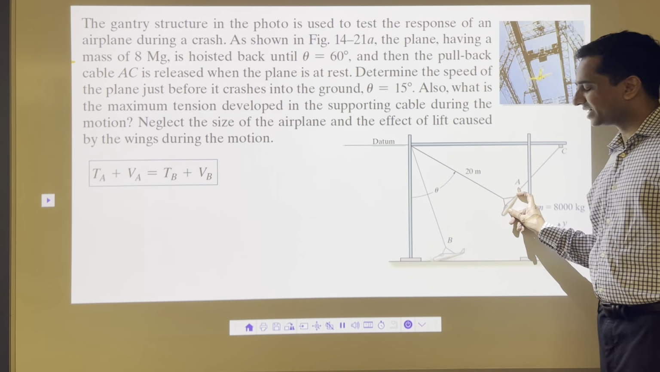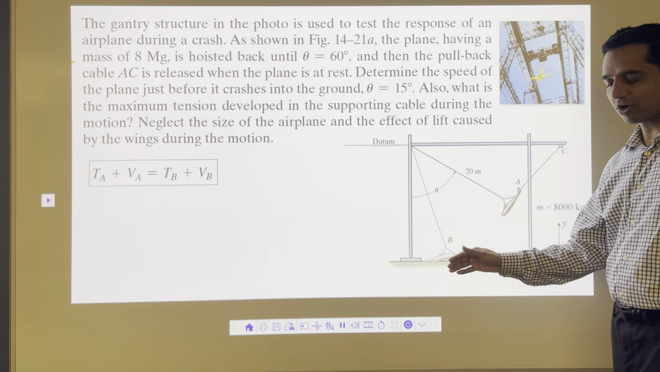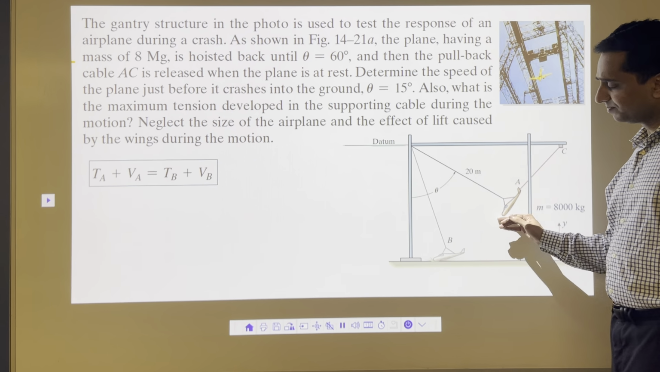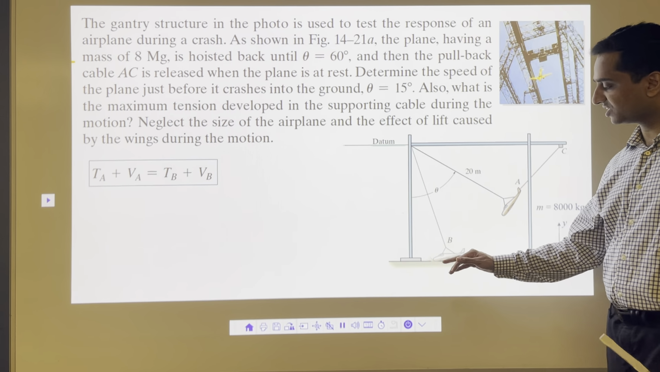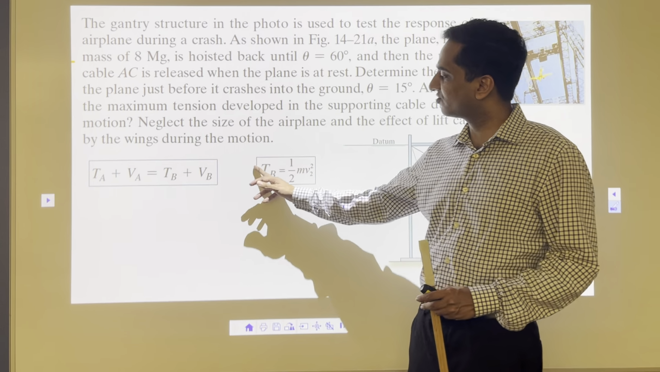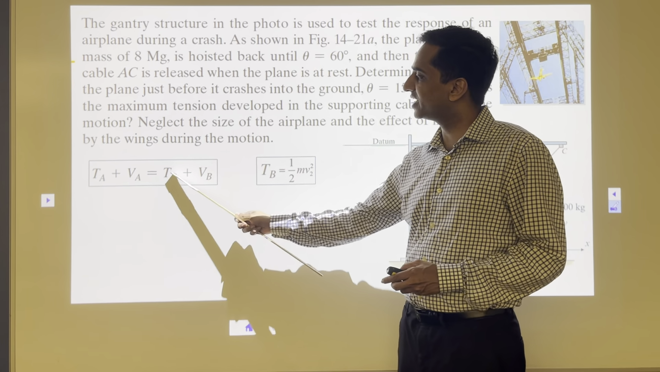So here at this point it has some potential energy, it will have zero kinetic energy, and as soon as I drop it, all that potential energy will be converted into kinetic energy. My objective is to calculate final kinetic energy. If I can do that, I can calculate velocity. So the objective is to calculate TB.